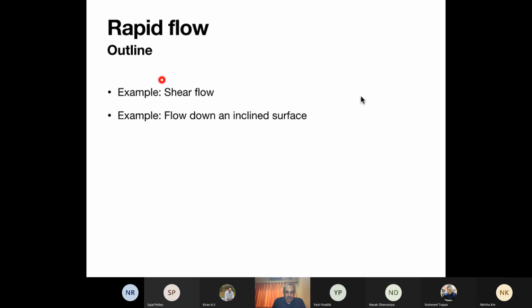We will continue and finish this example today, and then we'll talk about how we can study flow down an inclined surface. We have done Newtonian fluid for flow down an inclined surface, so this will also tell us something. So let's do that.